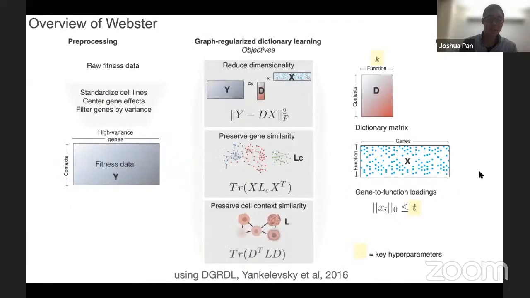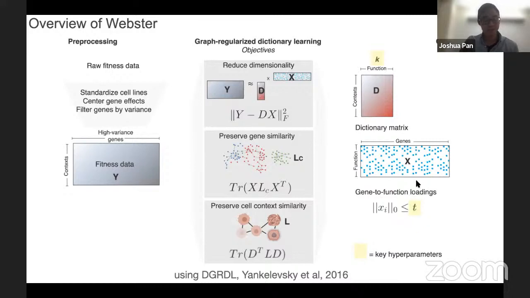To put it all together from top to bottom, our Webster approach is as follows. There's some standardization and pre-processing involved. You want to filter out genes that don't have a phenotype. But again, the input is this pre-processed fitness data, the matrix Y. The outputs are the two matrices I described before, the key hyperparameters being K, which is the size of our dictionary, the number of latent elements to look for, and T, which is our degree of sparsity in our gene reconstructions.